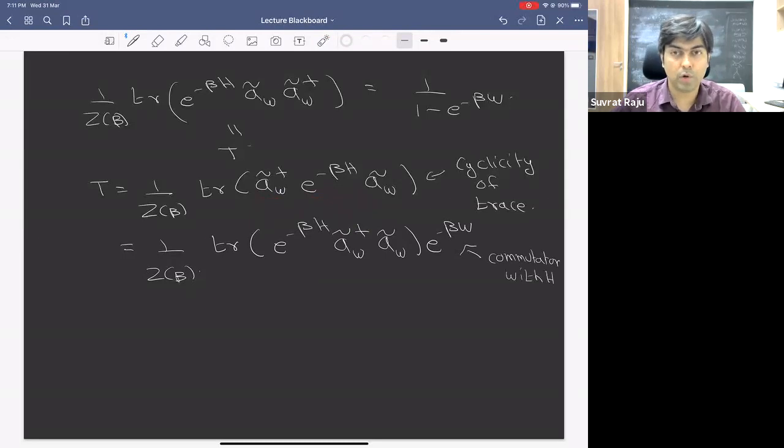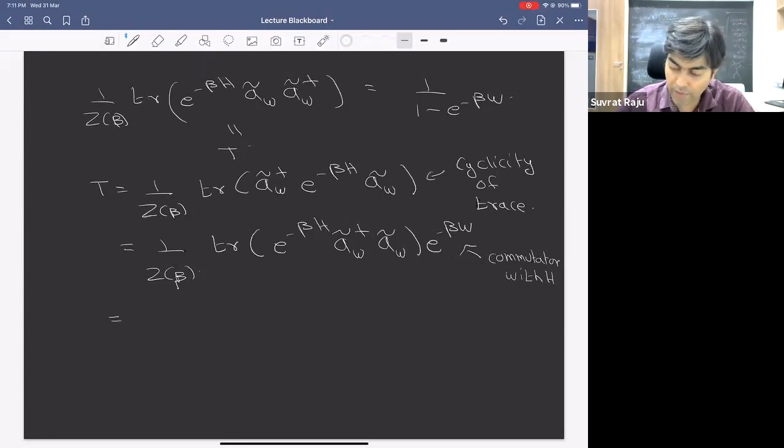So this is the second step, and I hope you're all following. If you're not following, please stop me. In the first step, I had the definition. In the first step, I used the cyclicity of the trace. In the second step, I used the commutator with the Hamiltonian. And so I now have this expression for what I started with.